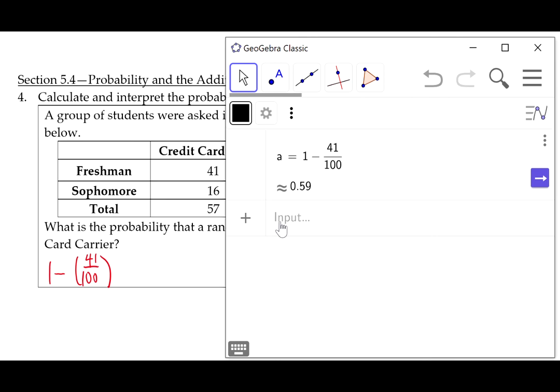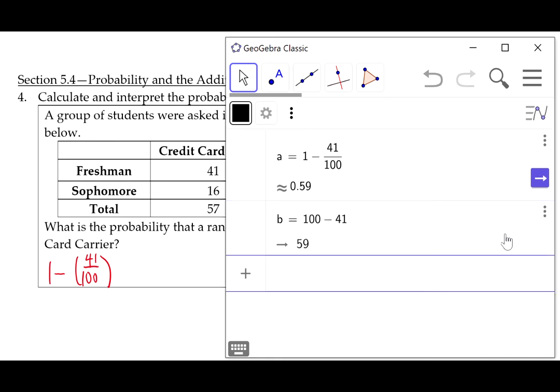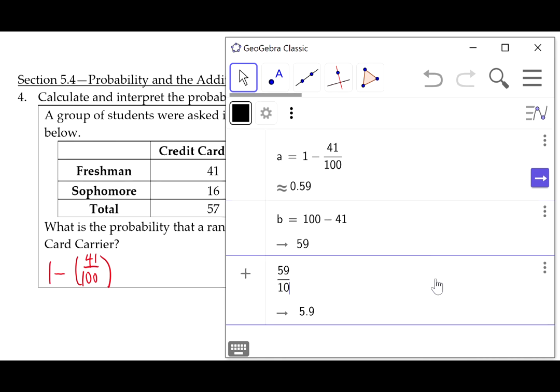We could also recognize that 1 is the same thing as 100 over 100. And so you could do 100 minus 41. That gives us 59 people. And then to convert that to a probability, we could just do 59 divided by 100.